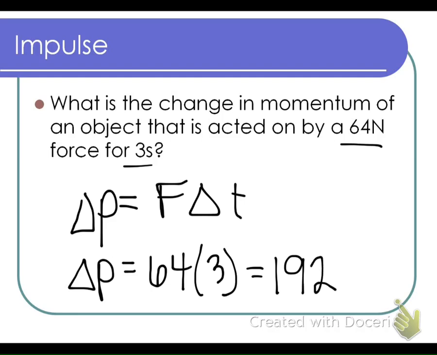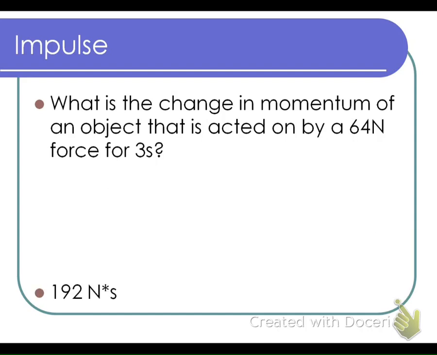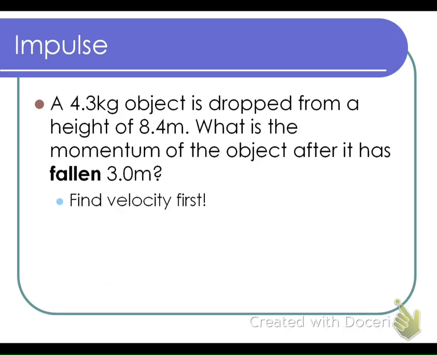What's our units? Yeah, that's fine. We can do it that way. We could say kilograms times meters per second, or we could say newtons times seconds. You could do it either way for momentum. Since we took a force times a time, that will give us newtons times seconds. Remember, kilograms times meters per second squared is a newton. So newton times second will work as well. So 192 newton seconds.